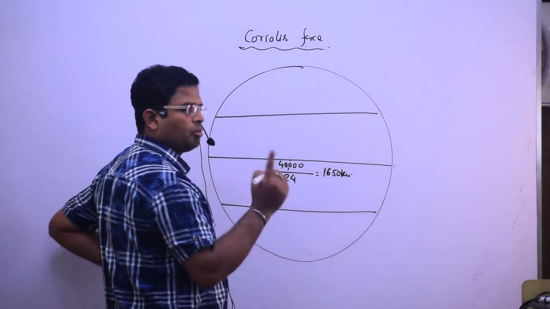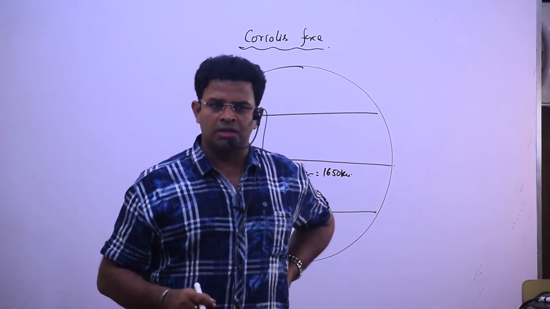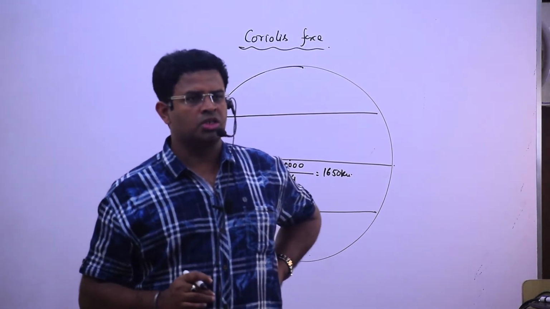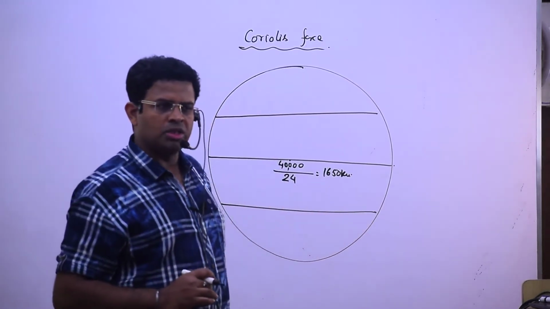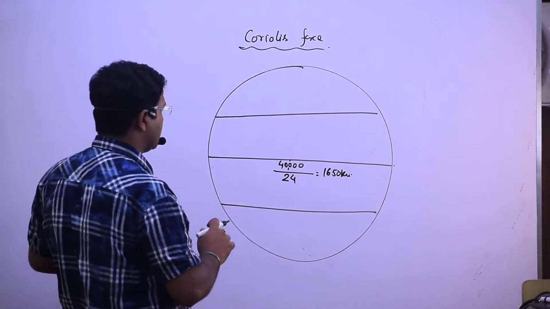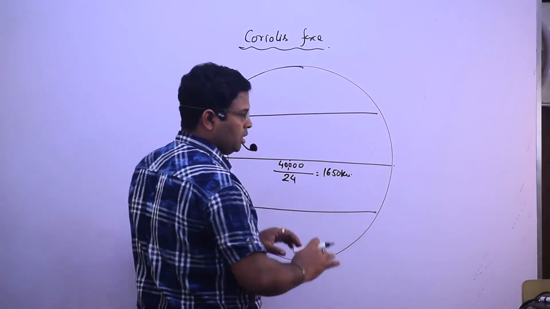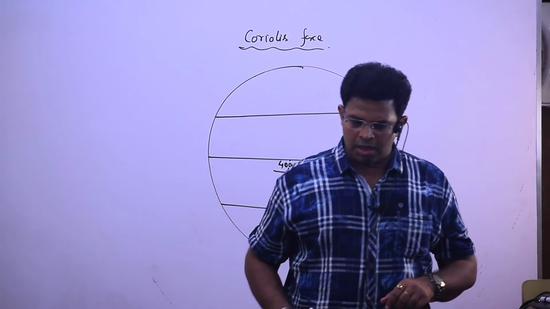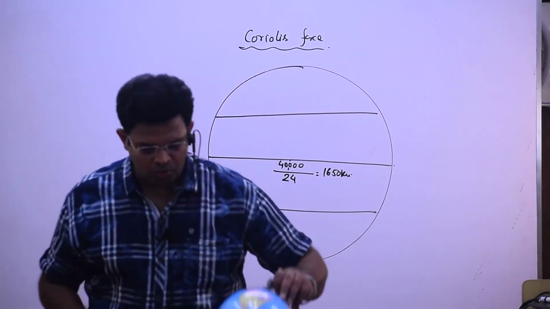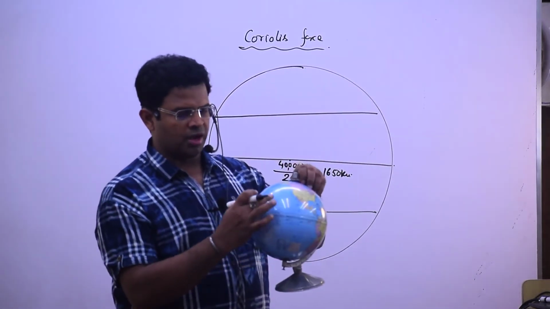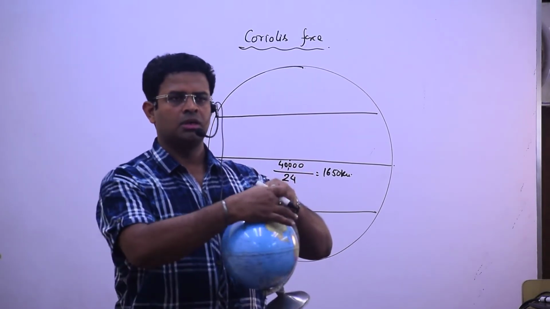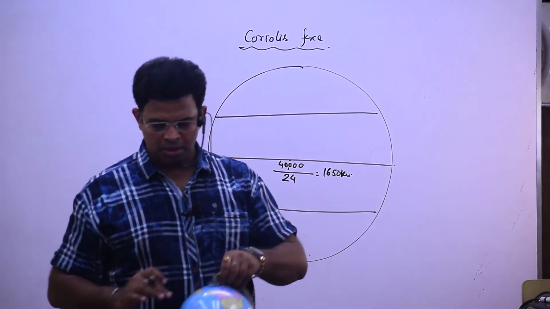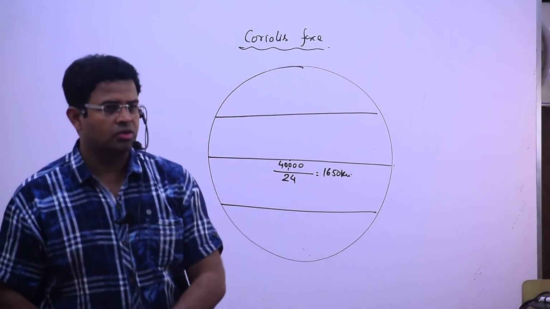So any object which is at the equator, their speed is what? 1650 km per hour. Yes? Around 1650 km per hour. And if I go to the upper side, the equator has more circumference, but if I come to 45 degree latitude, the length of the circumference has been what? Reduced. Yes? And it is drastically reduced.